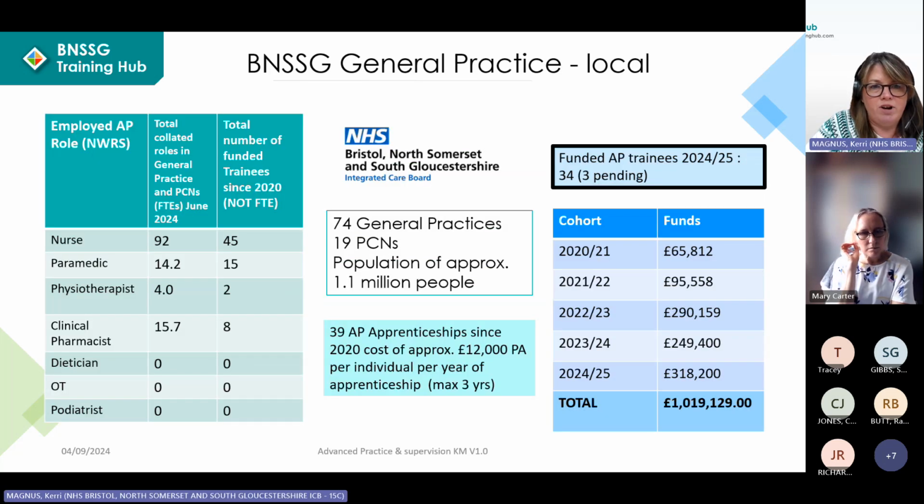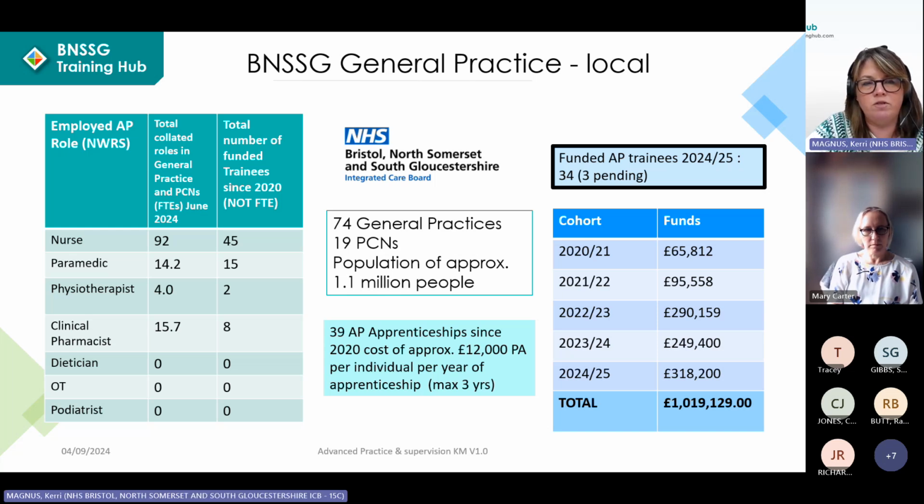Just some figures in general practice. Since 2020, a total of 45 individual trainees have gone through their funding, which has brought in over £1 million into BNSSG general practice. And it's actually going to be more, because 39 of those individuals are apprenticeships, and their apprenticeships have been paid by a levy. So that is a lot of money coming into BNSSG general practice, and it shows the dedication that BNSSG has with regards to advanced practice and all of those key areas that we're trying to focus on.